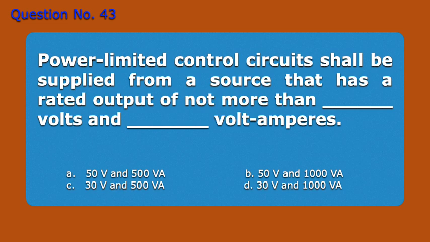Question number 43. Power limited control circuits shall be supplied from a source that has a rated output of not more than blank volts and blank volt amperes. A. 50 volts and 500 volt amperes, B. 50 volts and 1000 volt amperes, C. 30 volts and 500 volt amperes, D. 30 volts and 1000 volt amperes. Answer, D. 30 volts and 1000 volt amperes.